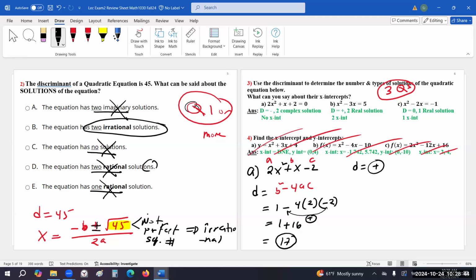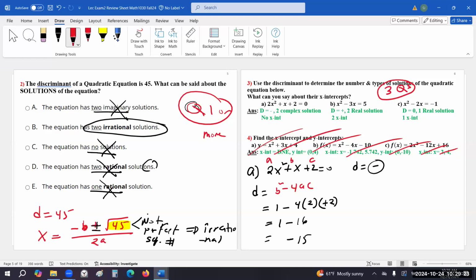Oh, sorry, it's positive, my bad. I didn't realize I miswrote. I'm so sleepy, I can't even keep my eyes open. So we have 2x squared plus x plus 2 equals 0. And we have 1 minus 4 times 2 times 2. So 1 minus 16 gives us negative 15. So we have a negative discriminant.